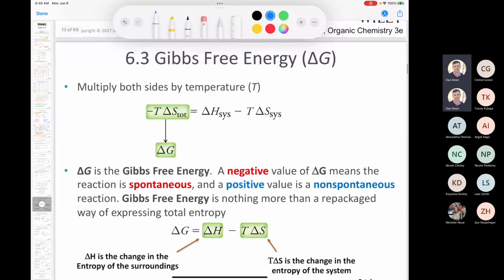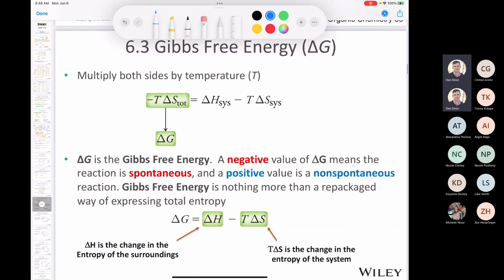We get this formula. We get negative T times the total entropy is equal to the delta H of the system, subtract T, which is a positive value because T is in Kelvin, multiplied by the delta S of the system. And so again, this term here, negative T multiplied by the total entropy, is what we call Gibbs free energy, or the change in Gibbs free energy: delta G is equal to delta H minus T delta S.